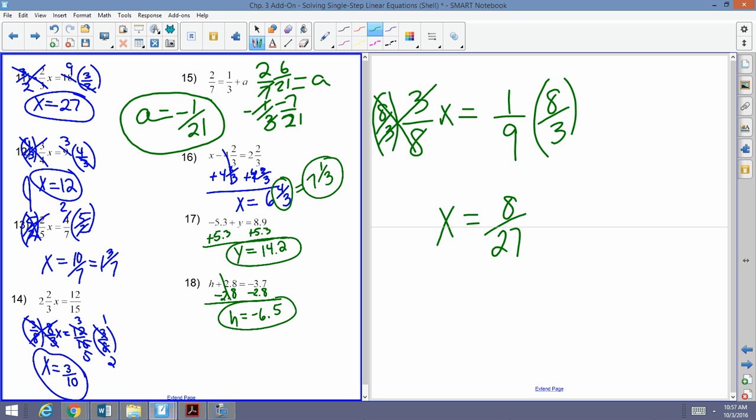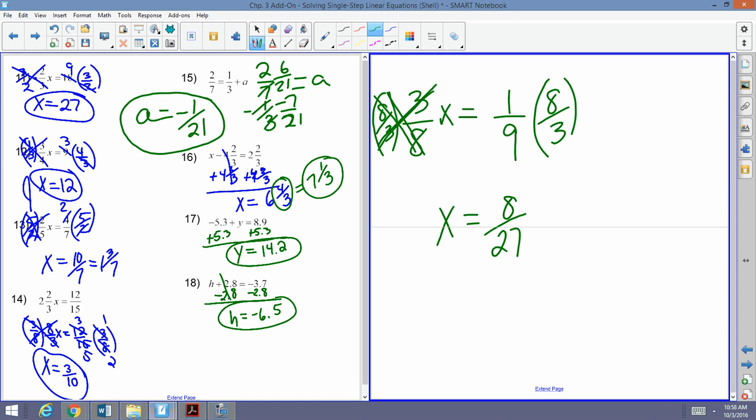Thank you so much. But now we go back to what I was saying here, guys. We have to multiply by the reciprocal. When we multiply by the reciprocal, the first fraction goes bye-bye, and I'm left with 8/27. Remember that if I have a mixed number, I have to turn it into an improper fraction. Does that make sense?